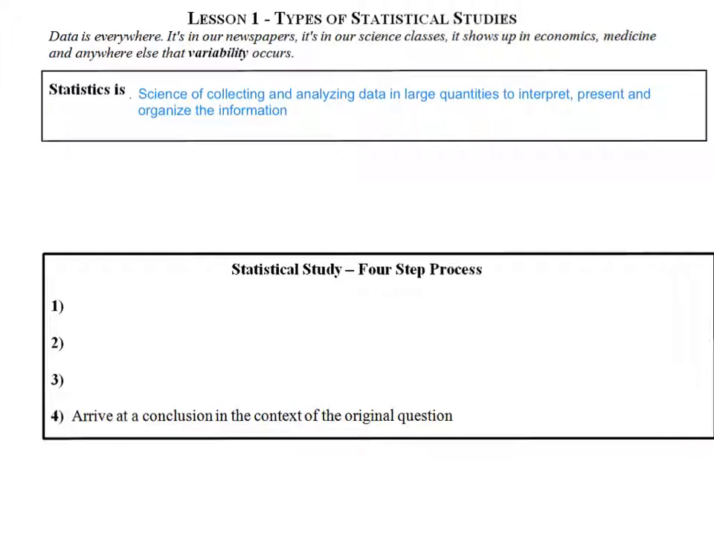So in this unit, we're going to be working with statistical studies. So let's go ahead and look at the 4-step process for a statistical study. The first step is going to be to ask a question that can be answered with data.